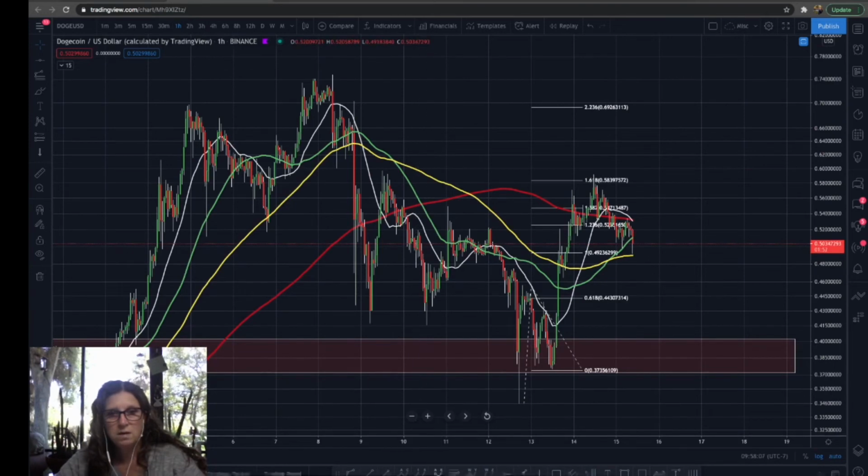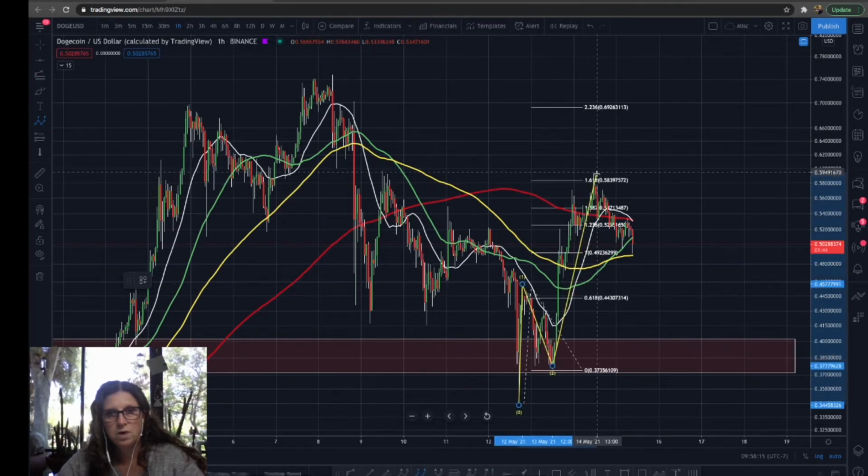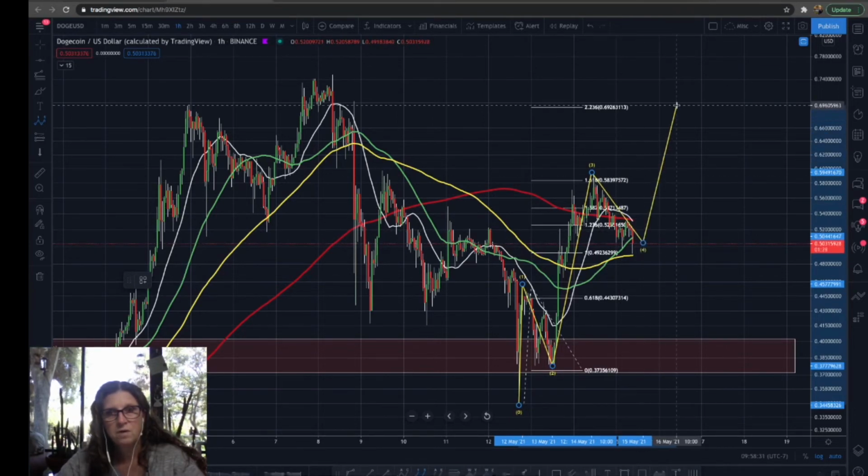we have created a 1, a 2, this is all 3. This 4 cannot come into 1. If it does that, this upwards movement is over. So 4, and we need a 5 up to this 2.236. So that is the bullish scenario.